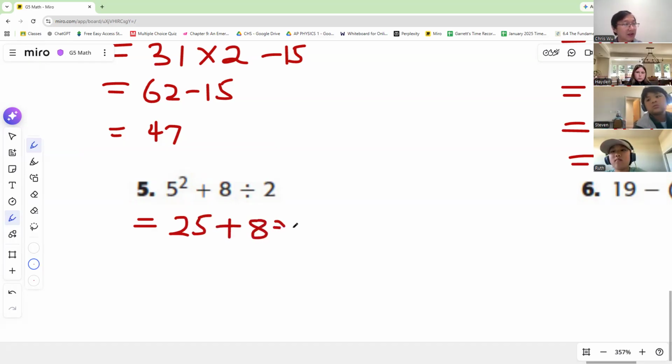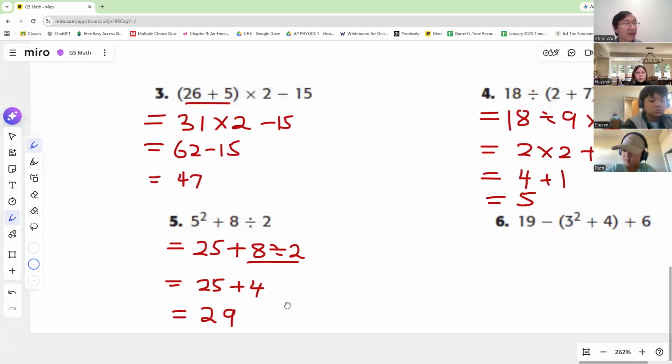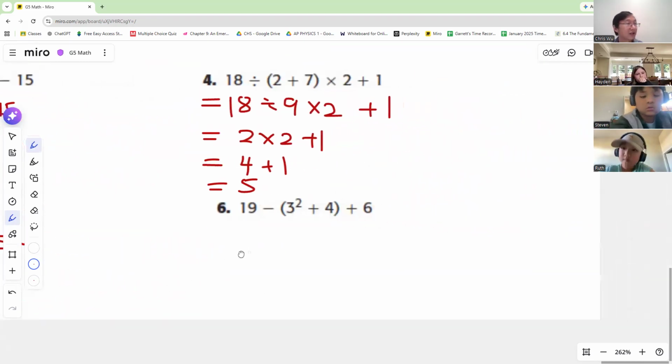And then we're going to do plus a divided by 2, right? And then what do we do? Any parentheses or exponents? No? So we're going to do multiplication and division, right? There's a division here, so we're going to do that first. So it's going to be 25 plus 4, and hence that's 29. Okay. All right, please make corrections if you got that one wrong.